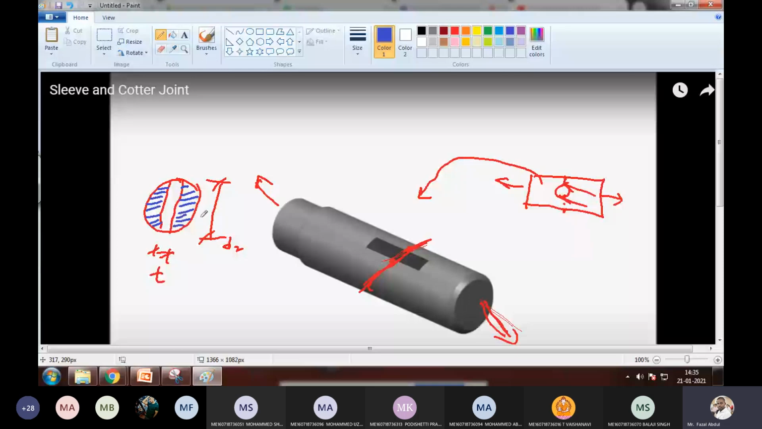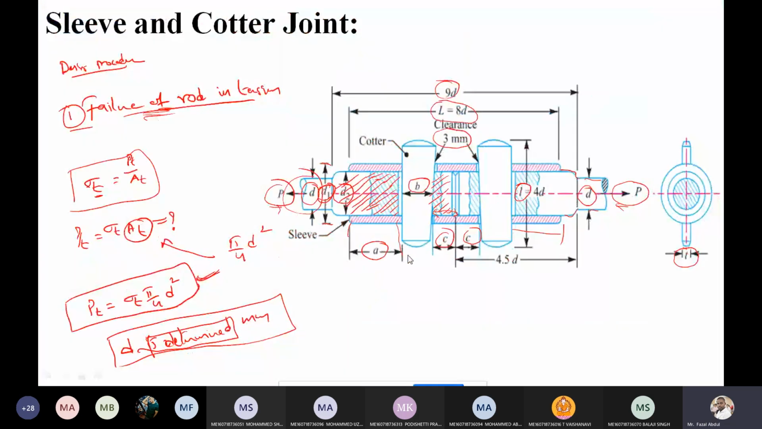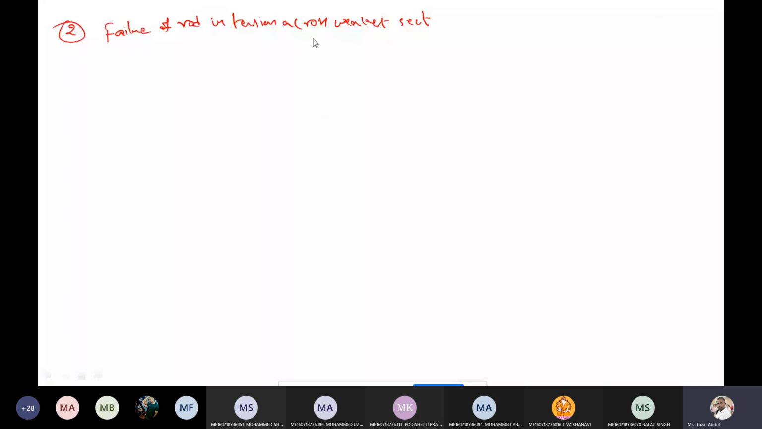So I am drawing that. See here again, failure of the rod in tension across the weakest section. Across the weakest section means at the slotted portion, at slot portion. So I am drawing the failure area here. This is d2, the extension diameter of the rod, and this is the slot thickness, small t, and this is the failure area.